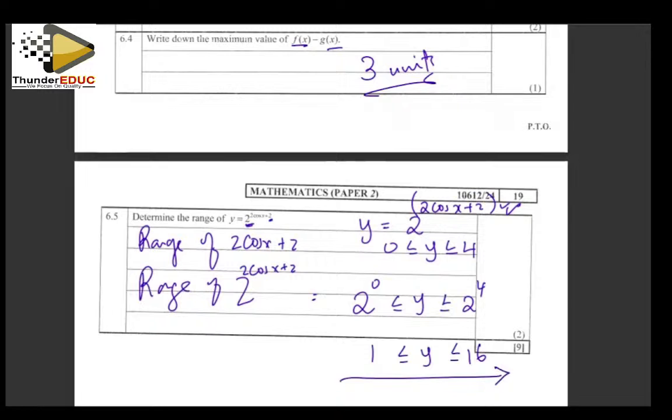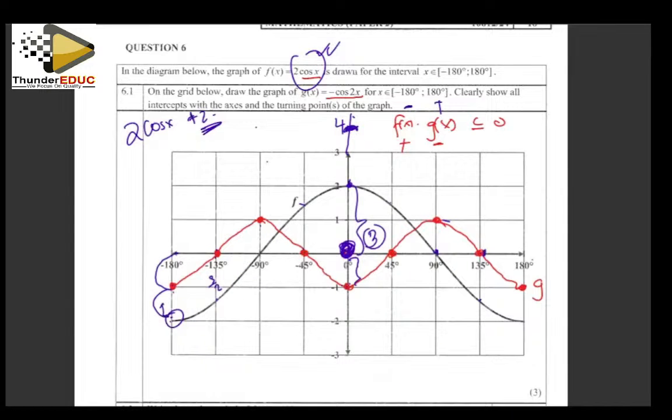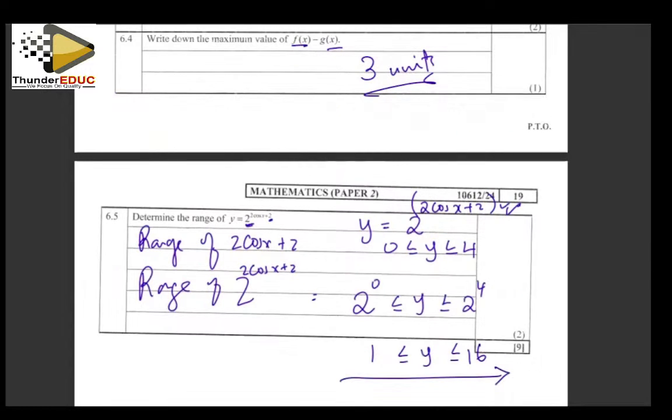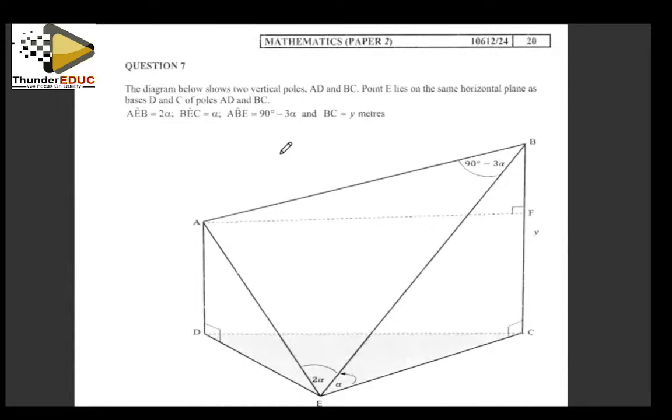So this will represent our new values. We can't say otherwise. It's 2 units. Beautiful. So this is going to be the range that they need, 1 and 16. Then 6.5 will be the last for question number 6. We'll look at question 7, which is the 2D, 3D trig.